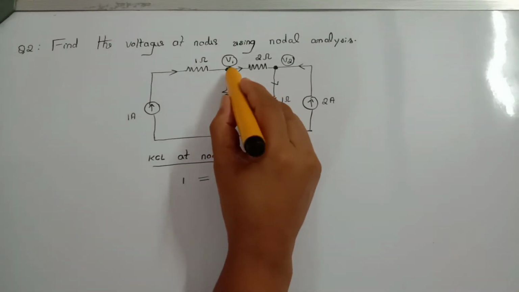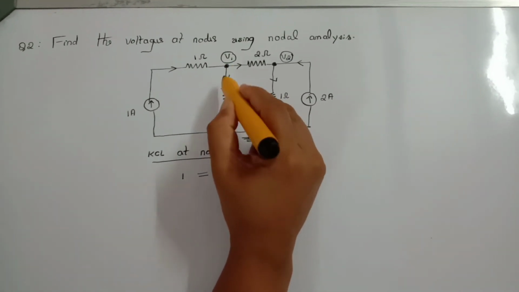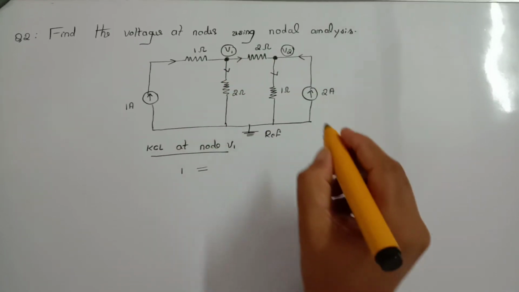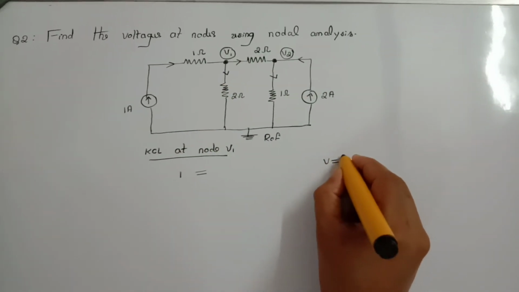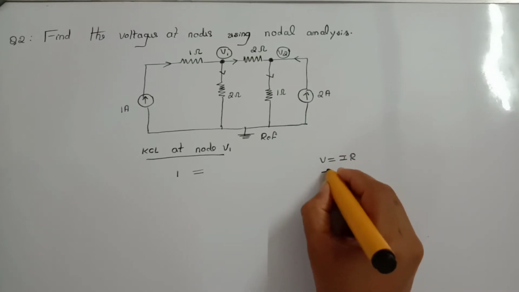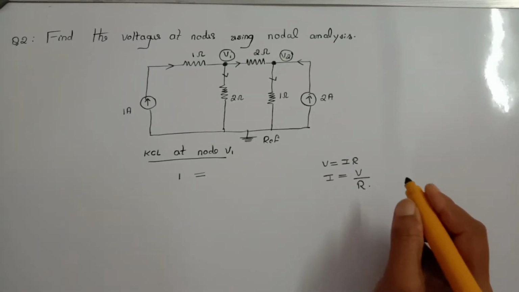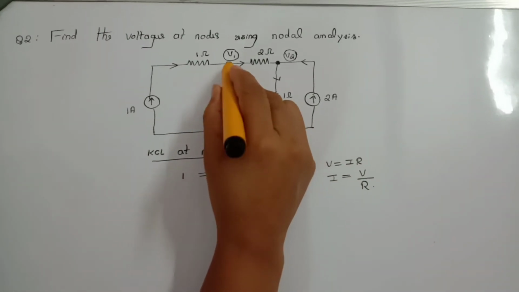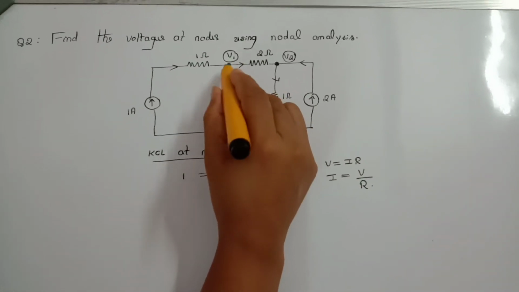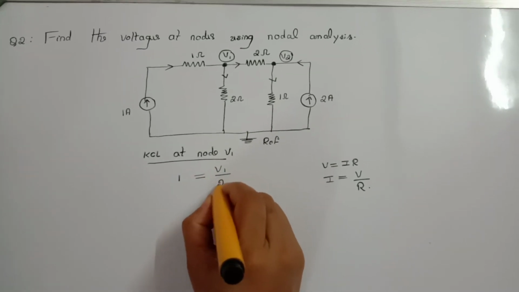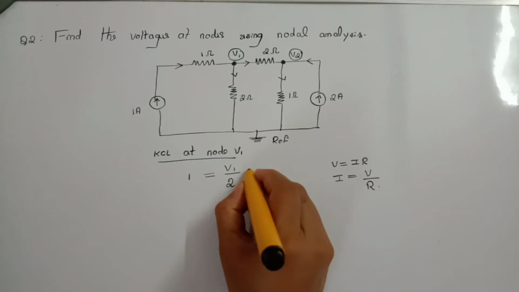Now what is the leaving current through the 2 ohm? Again you have to recollect Ohm's law. V is equal to IR or I is equal to V by R. This you have to remember while applying KCL. So the current through 2 ohm is the voltage divided by the resistor. The voltage is V1. So it is V1 by 2 ohm, plus.